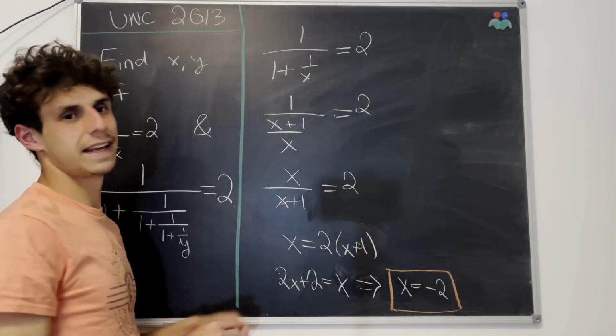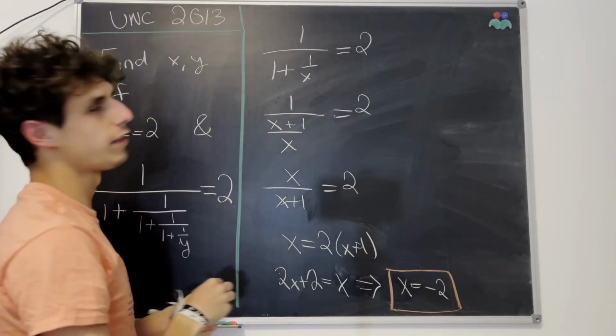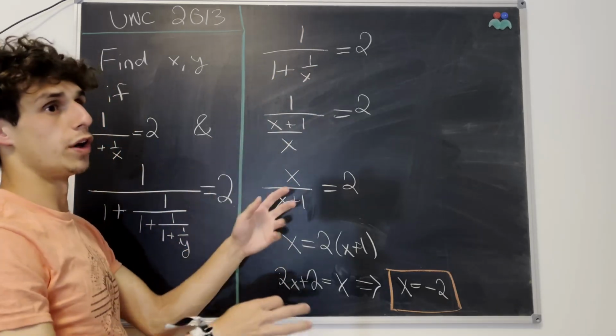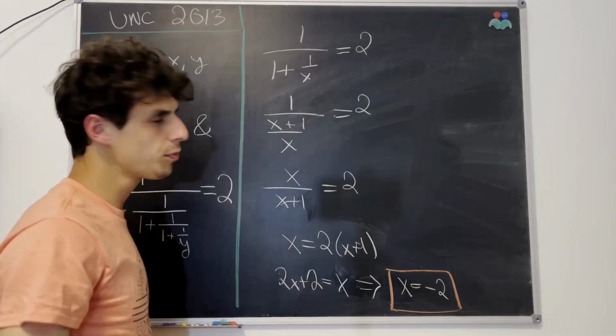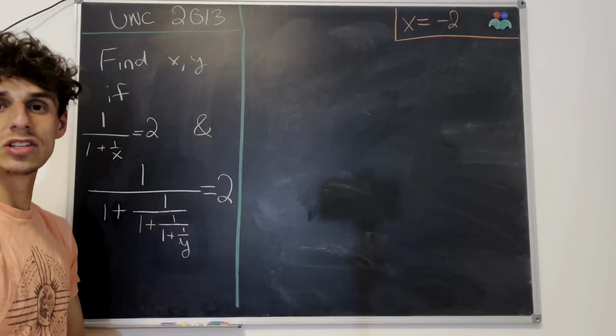So now if we plug this back in just to check, we get 1 plus negative 1/2, that's 1 minus 1/2. That gives us 1/2 on the bottom, so that would be 1 over 1/2, which is equal to 2. So we're good to go there. Let's clean this up and solve for y. And now we're ready to solve for y.